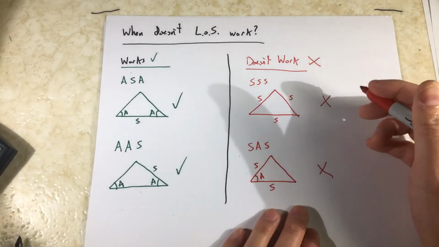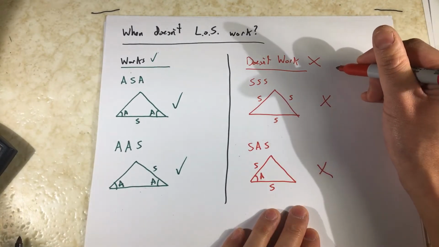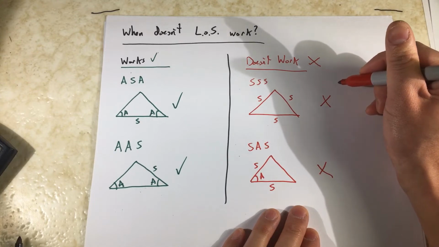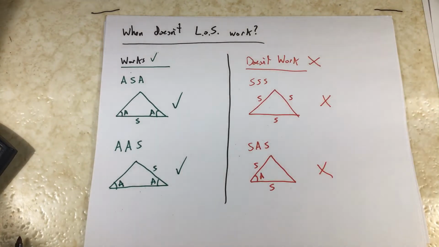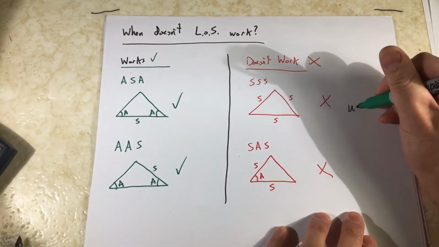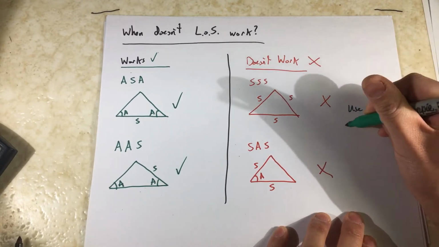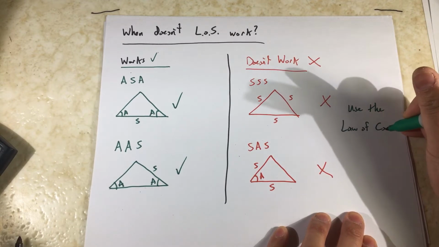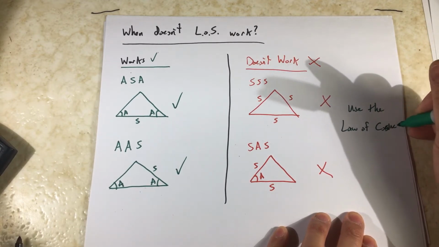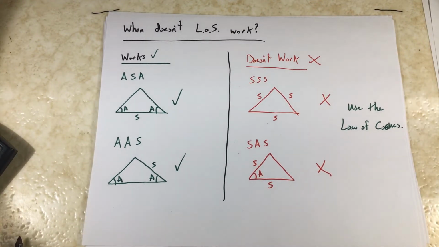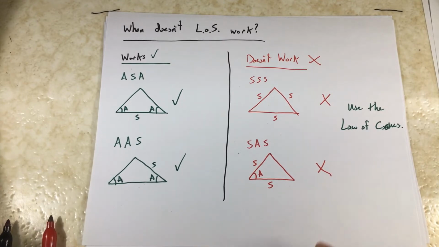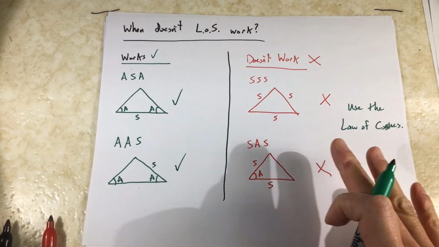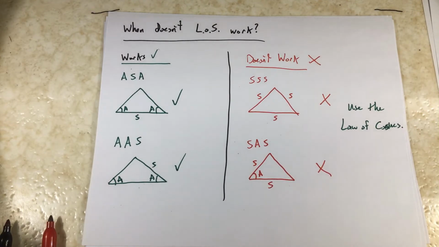We're going to come back to this, but it turns out there is a method that does work for these, and that is the law of cosines. There's a reason we have this other law called the law of cosines: it helps you do these ones where the law of sines doesn't work.